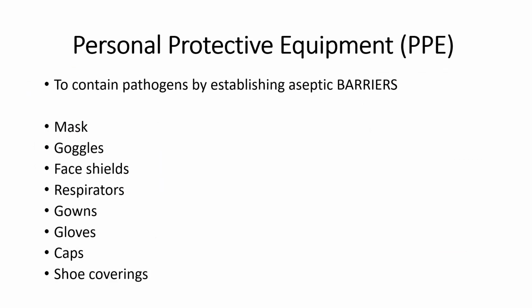So we're going to get into a little bit of PPE, personal protective equipment, and what to wear for each type of microorganism, depending on the isolation precaution. And really, PPE is to contain pathogens or establishing aseptic barriers. Gloves, okay, that's our most common one. Masks, goggles, face shields, respirators, gowns, caps, shoe coverings, just to name a few.